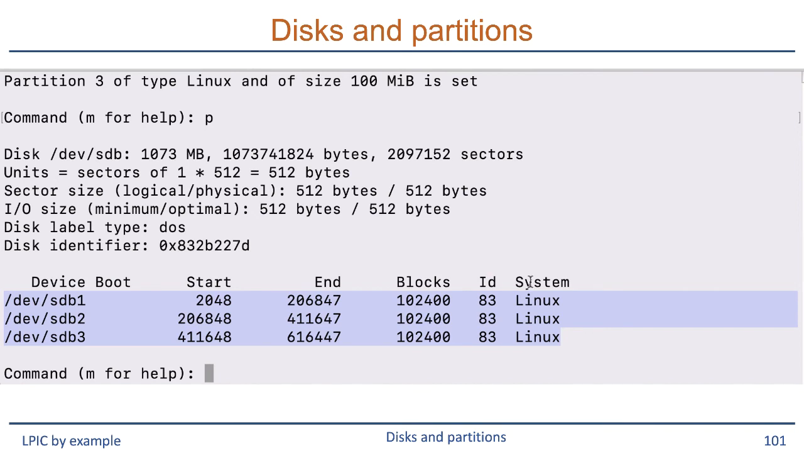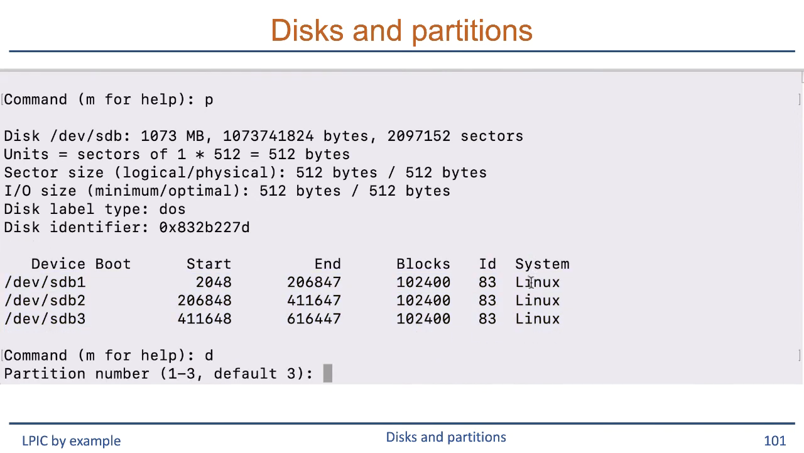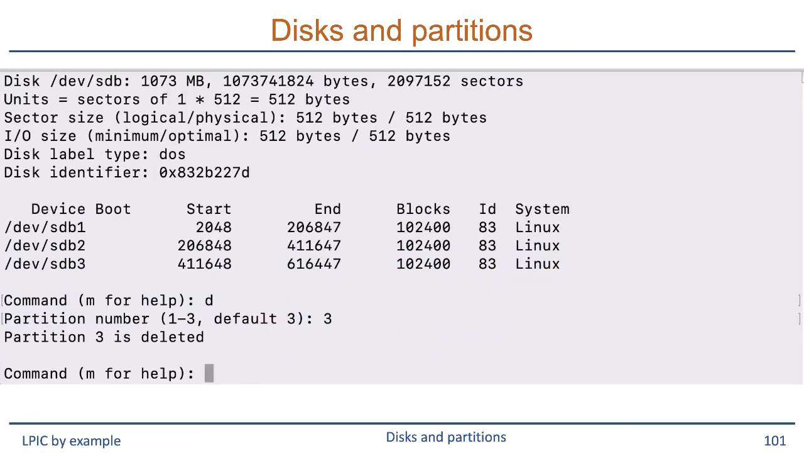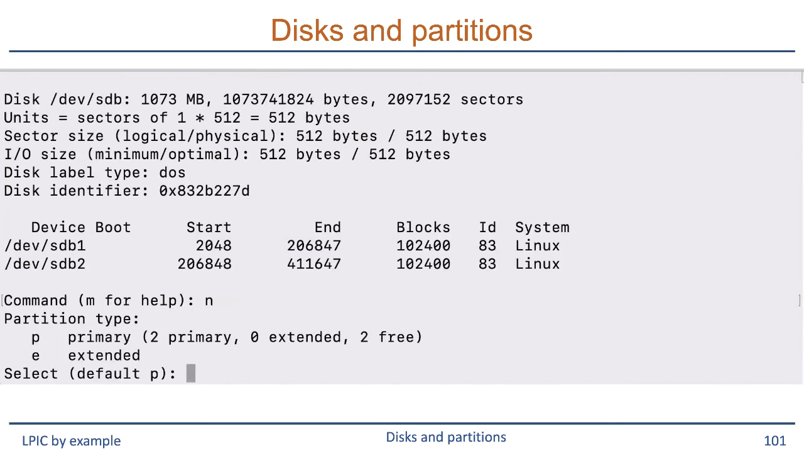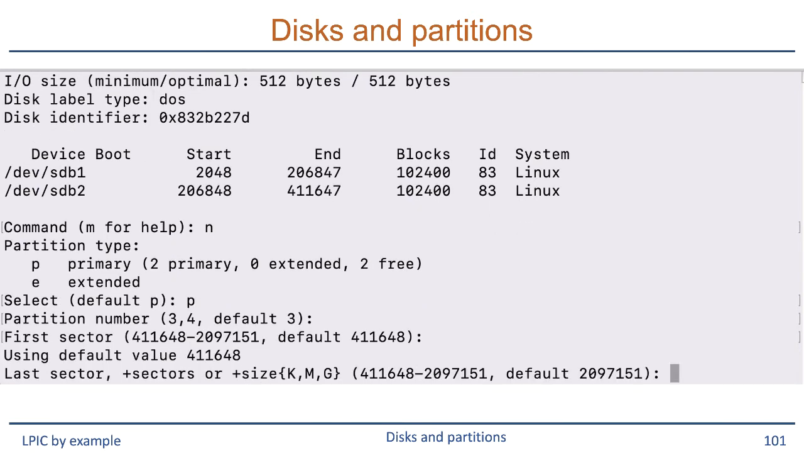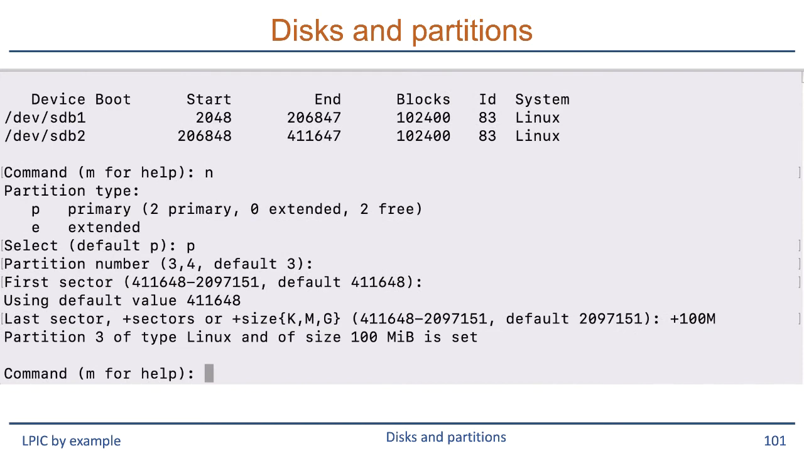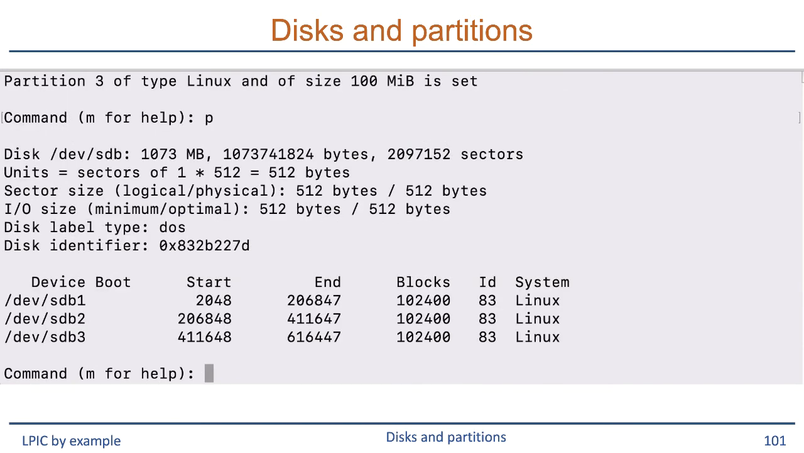Just by means of an example, let's delete the third one. So we remove the last partition and we print, and we see we have removed it. We're going to recreate it, the third partition, and 100 megabytes, and we're back to 3 partitions.